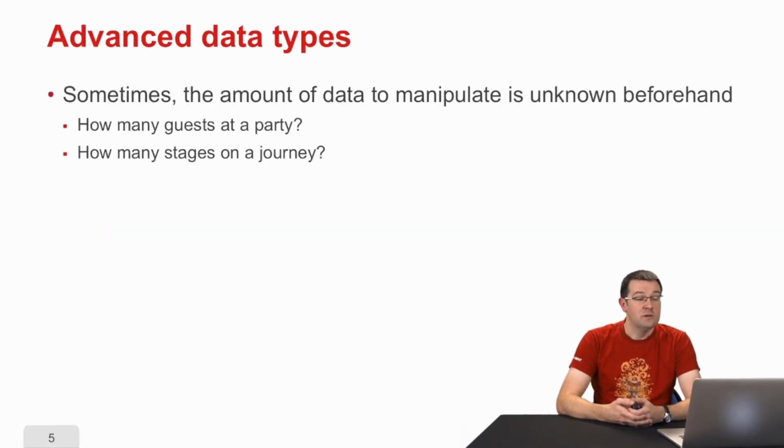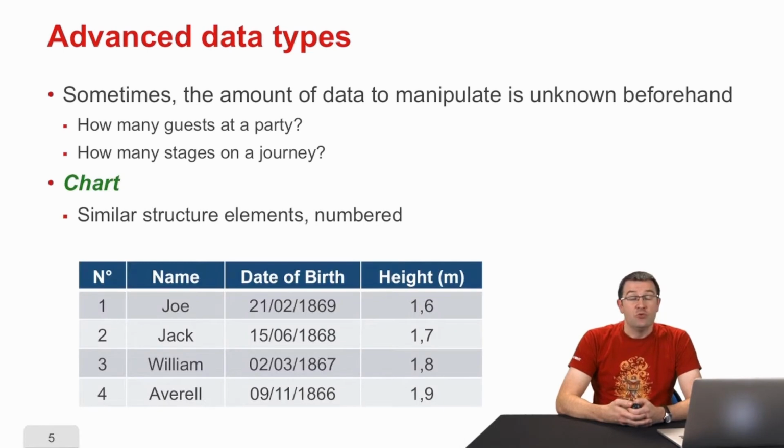Tuples are practical as they enable us to assemble numbers, but sometimes the numbers we want to assemble are not known in advance. For example, to manage party guests or a trip's stages, we don't necessarily know how many there will be for sure. So other data types will be used, like charts. We'll put in the chart a set of tuples, with a similar structure. That's to say, here, there'll be a name, a date of birth and a height.